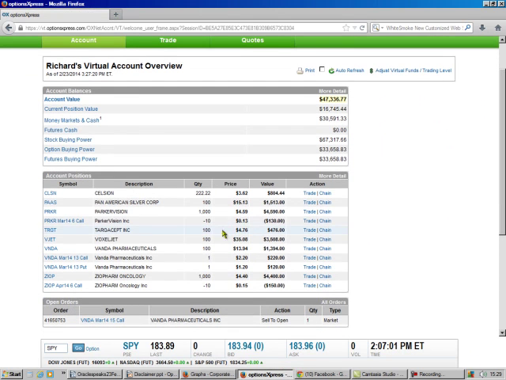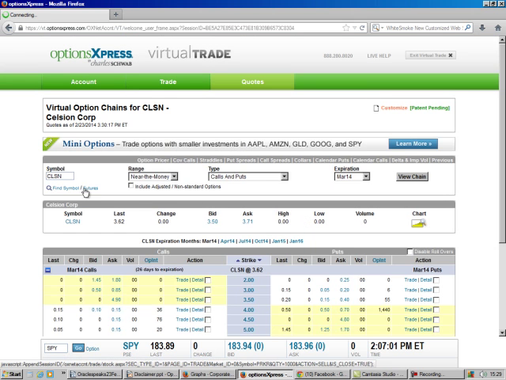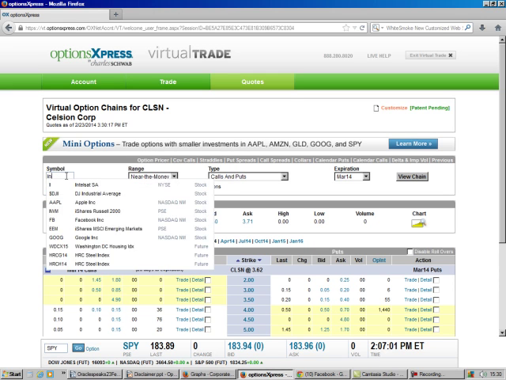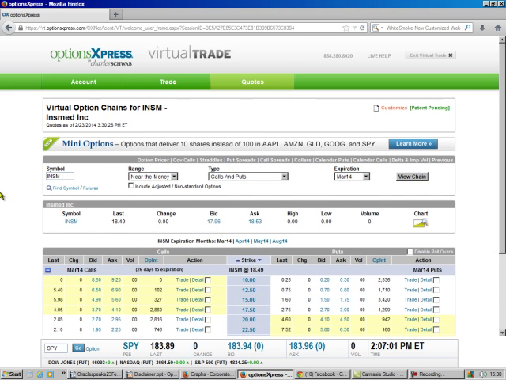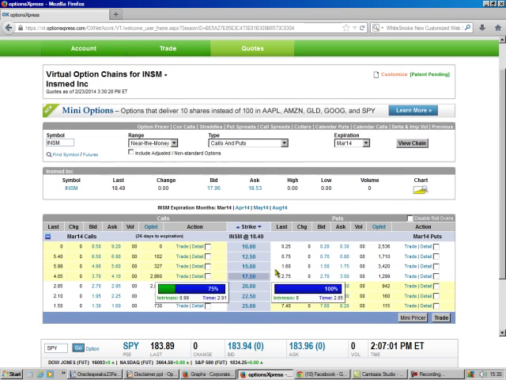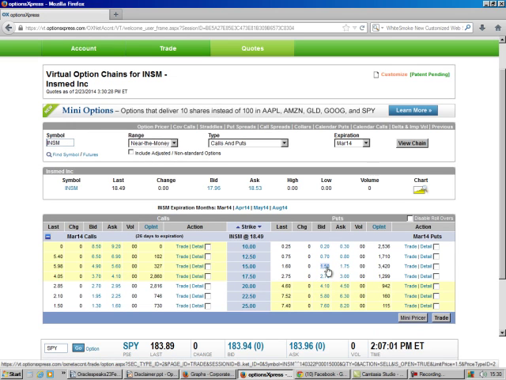So we go to our page and we just hit chain. It could be any chain, doesn't matter which chain you use. And you go over here and you just change it to the symbol, Insmed. And we're going to sell the $15 put. The bid on that's $1.50. That's 10%. And this is a cheap little stock.